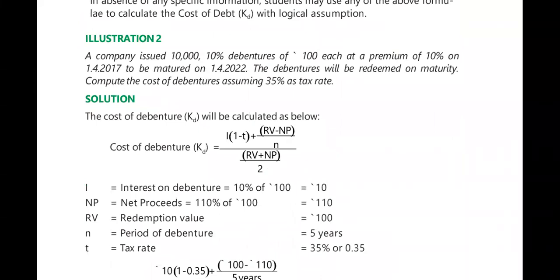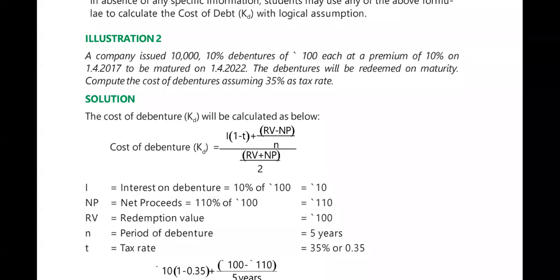So I is the interest on debentures, that is 10%. See, in the last problem we took only the percentage. But here, because there are different values to put in the formula, we need to convert that into values. So now interest is how much? It is 10% of what? It is of 100 rupees each, right? Out of 100 rupees you will get 10% as the interest. So 10% of 100 gives 10 rupees as the interest.